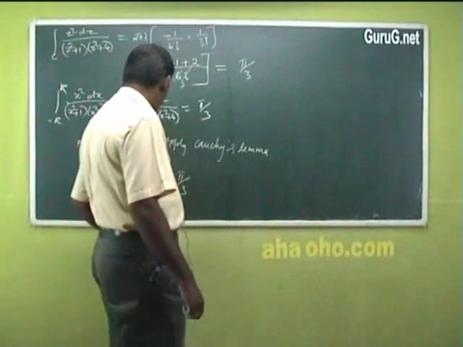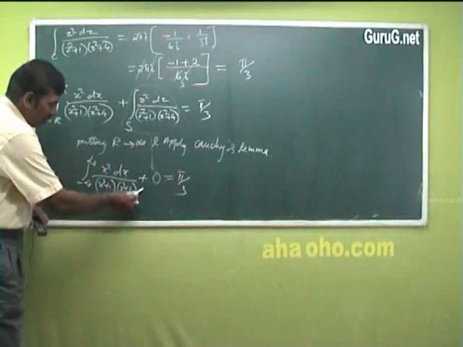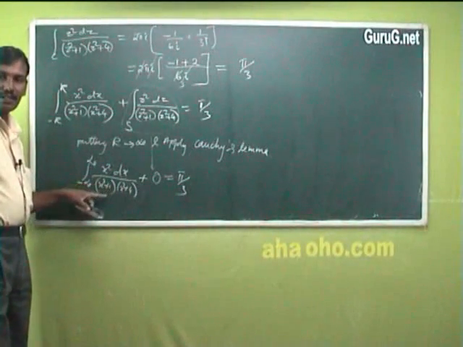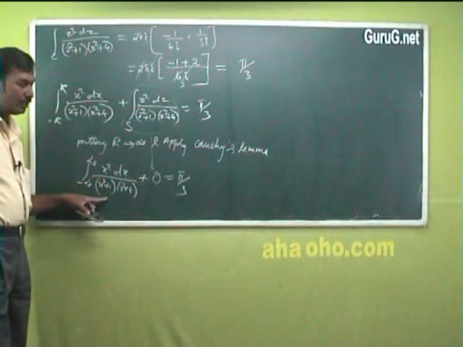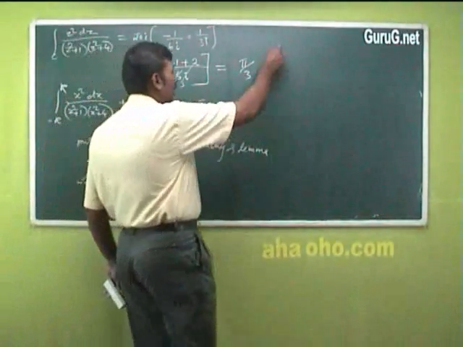So here limit minus infinity. So this is an even function, is it right? You replace x by minus x. So there is no change in this function. Therefore it is an even function. So if it is an even function, we can write as what?